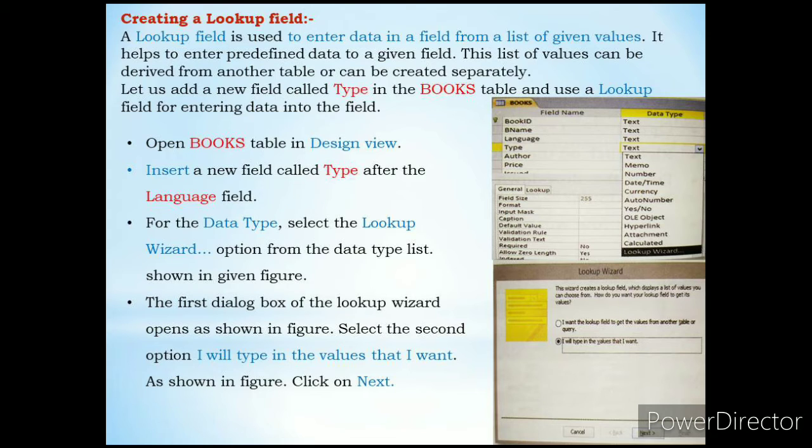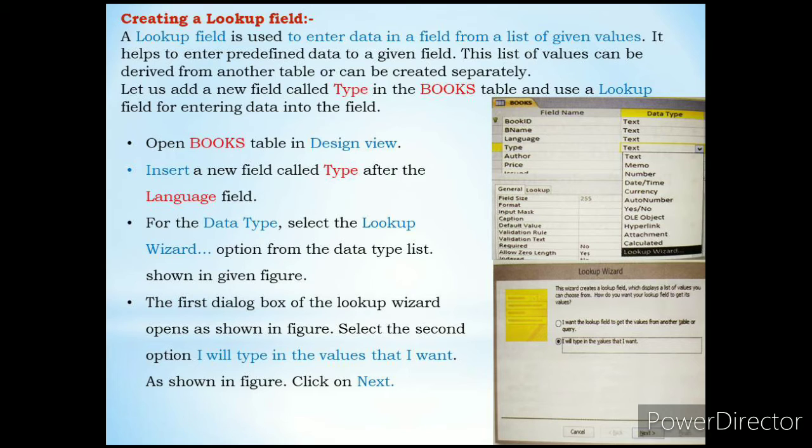This list of values can be derived from another table or can be created separately. Let us add a new field called type in the books table and use a lookup field for entering data into the field. These are the steps that we have to follow. Number 1, open the books table in design view. Next, insert a new field called type after the language field.